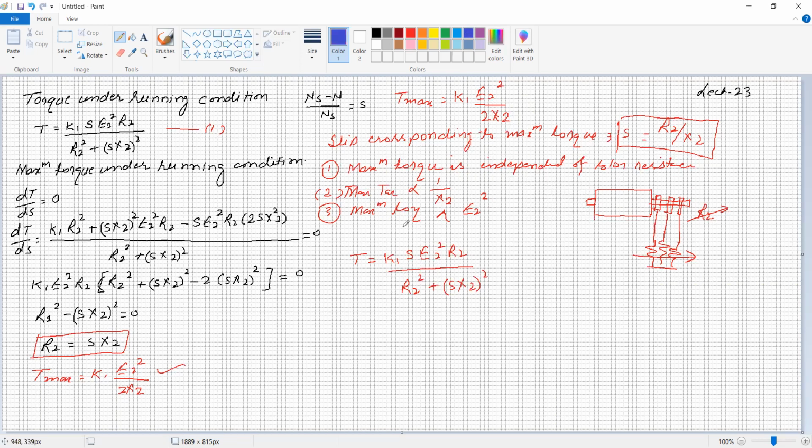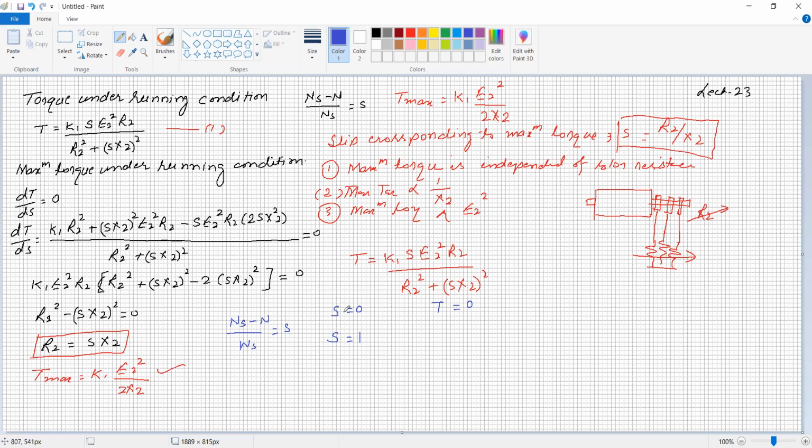Now, rotor slip. What is slip? Slip is equal to (ns minus n) upon ns. So at slip equal to 0, what is the torque? Definitely the torque is equal to 0, so this term becomes 0. Whereas at slip equal to 1, it has some torque, some magnitude of torque.